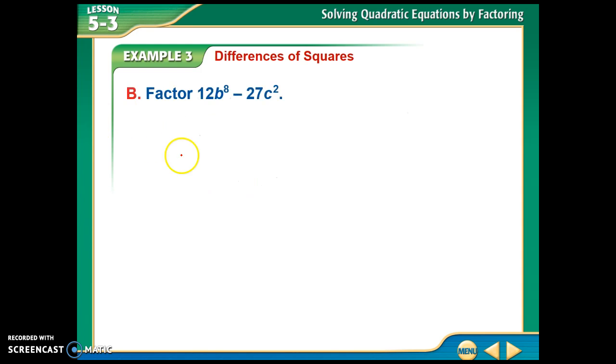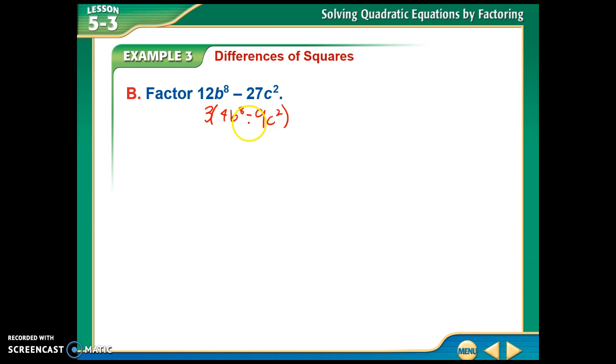All right, I want to factor 12b to the 8th minus 27c squared. First thing, always look for a GCF. So I've got 12 and 27. I know 3 goes into 12 and 3 goes into 27, and nothing else goes into both. 27 is just 9 times 3. So I can pull out a 3. This one's got a b, this one's got a c, so I can't take those out. So I'm left with 4b to the 8th minus 9c squared.